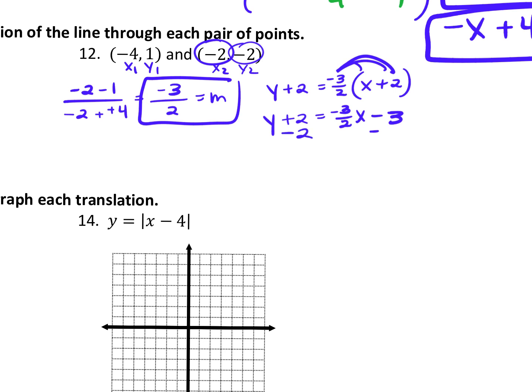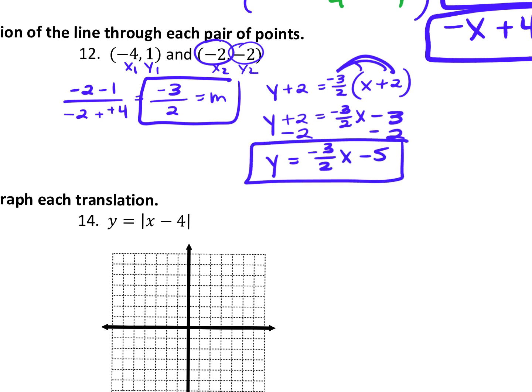And then you would subtract 2. So y equals negative 3/2 times x minus 5 would be your slope-intercept form.